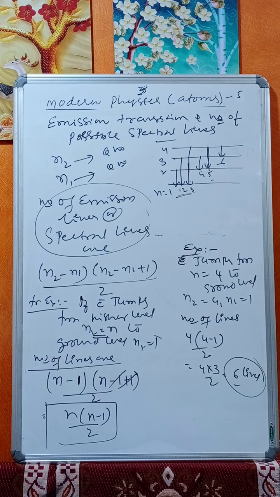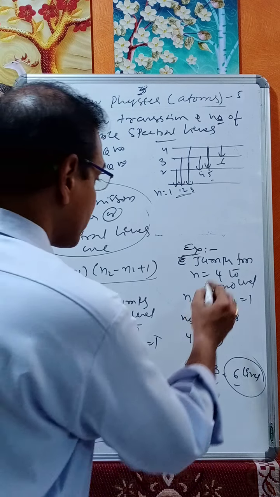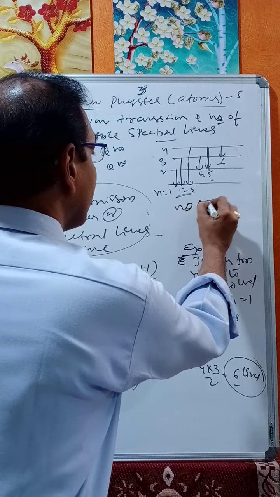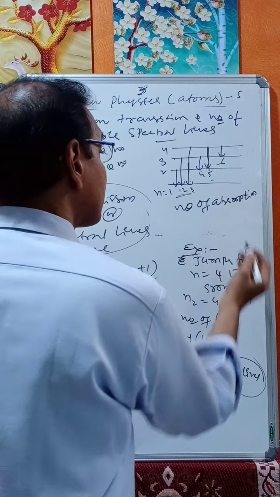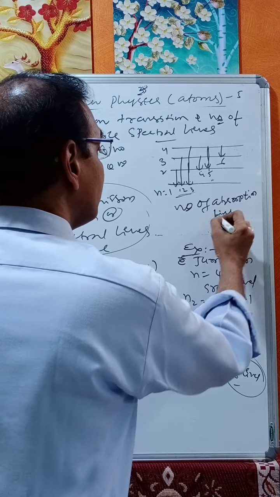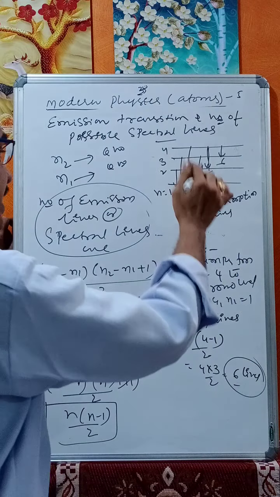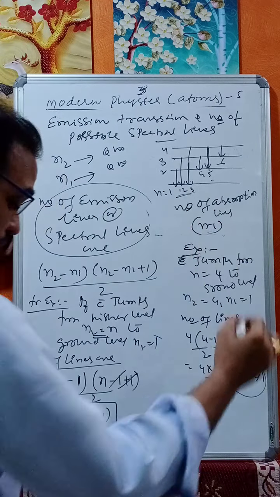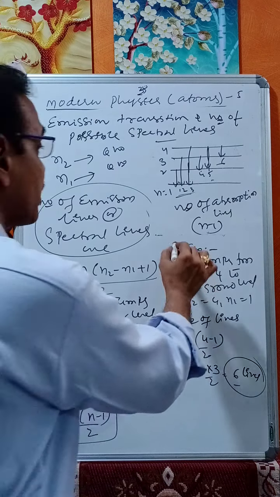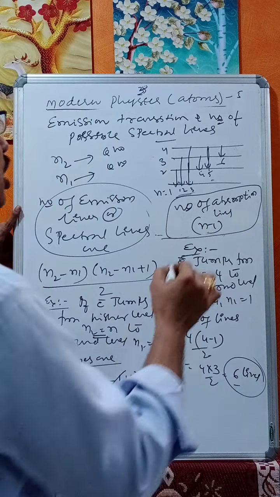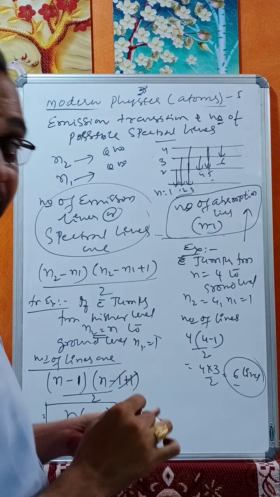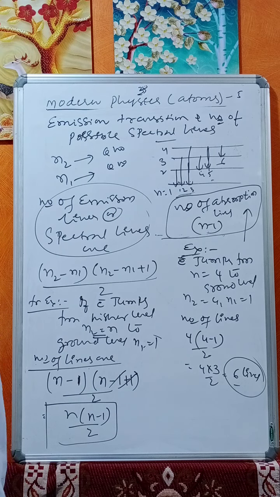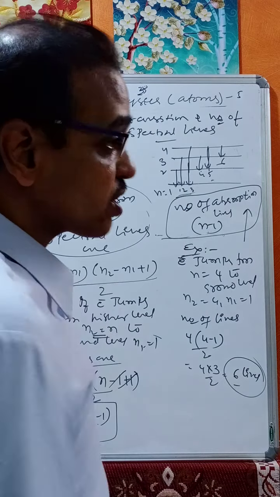Similarly, the number of absorption lines from the ground state to the nth excited state is n minus 1 only. This is something about Bohr's theory.